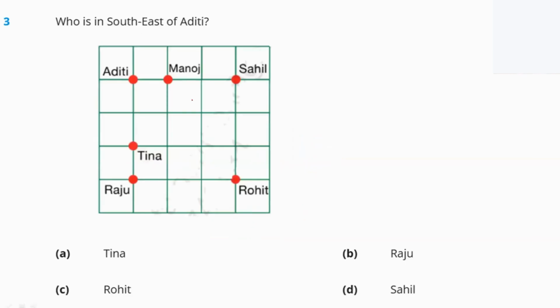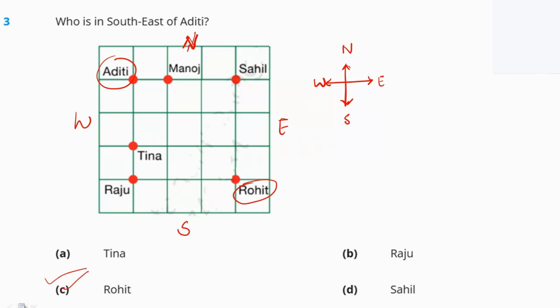Next, who is in the southeast of Aditi? If you know the estimated directions, top is north, bottom is south, right hand is east, and left is west. So who is in the southeast of Aditi? Where is Aditi? Aditi is here. This direction is south, this is north, this is east, and this is west. Who is located on the southeast of Aditi? It is Rohit, isn't it? He's on the east side as well as in the southern direction. So Rohit is our answer, option number C.